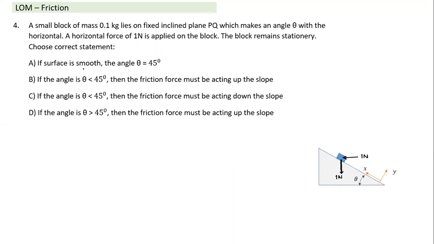One statement is, if the surface is smooth, theta has to be 45 degrees. If theta is less than 45 degrees, then the direction of friction. So this question relates to the direction of friction, whether friction will act in the upwards or downward direction, or friction can be zero. So how do I understand which direction the friction acts? It relates to our basic understanding of friction.